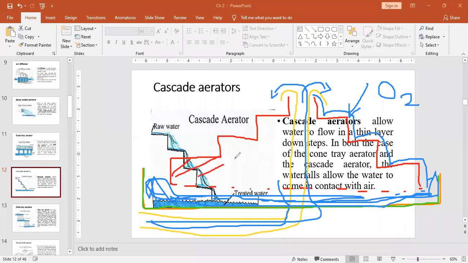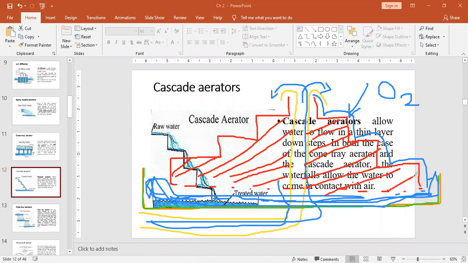When you are constructing this, you can take approximately 3 to 4 steps in each cascade aerator, and each step may have a height of 6 inches to 8 inches. That is sufficient. This yellow color I have shown is a pipeline through which water will be allowed to rise up to the top of these steps. The water will enter through pressure by using the pumps.